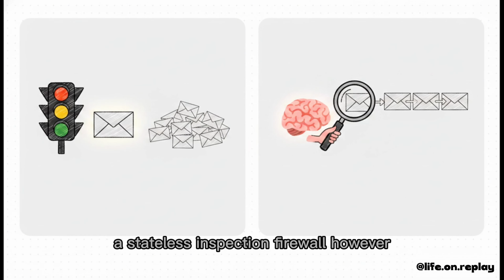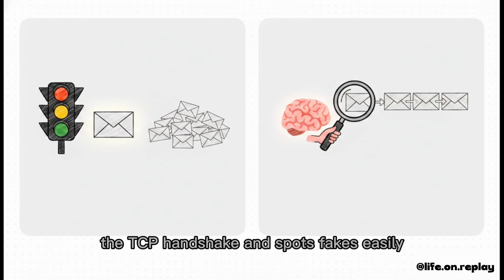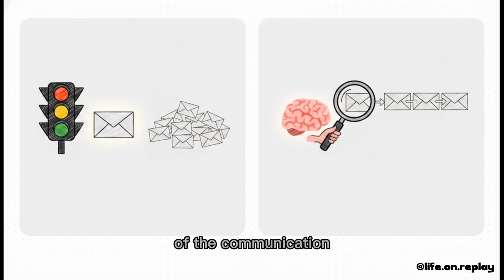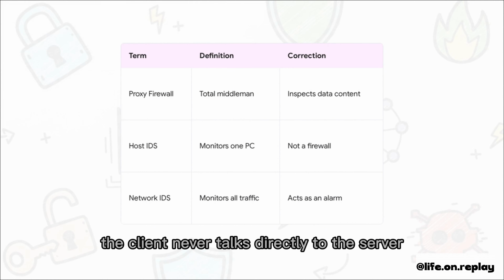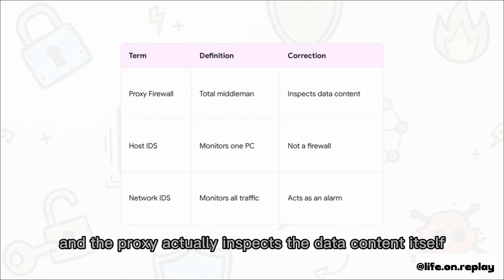A stateful inspection firewall, however, remembers the entire conversation. It actively tracks the TCP handshake and spots fakes easily because it actually knows the context of the communication. A proxy firewall acts as the ultimate middleman. The client never talks directly to the server, and the proxy actually inspects the data content itself.